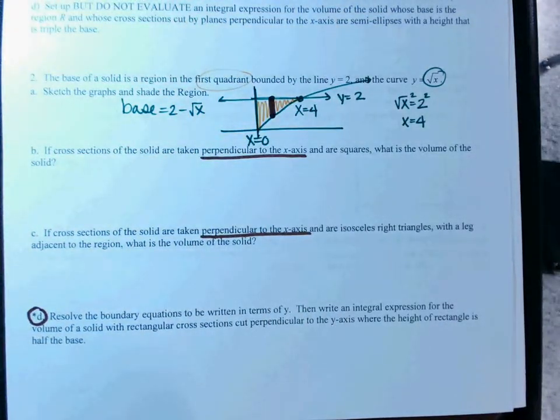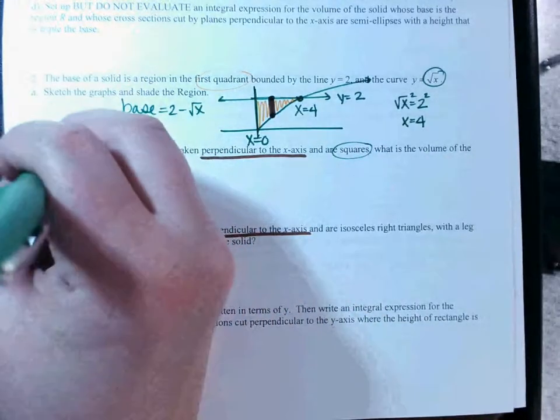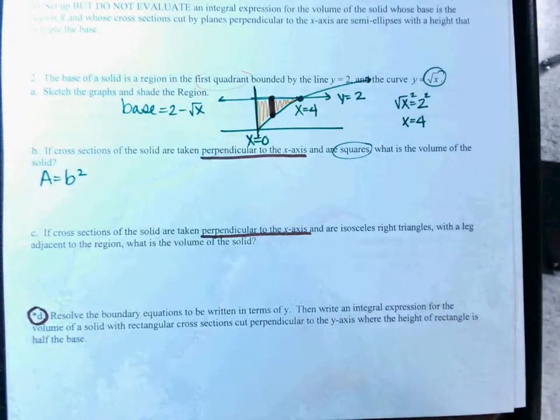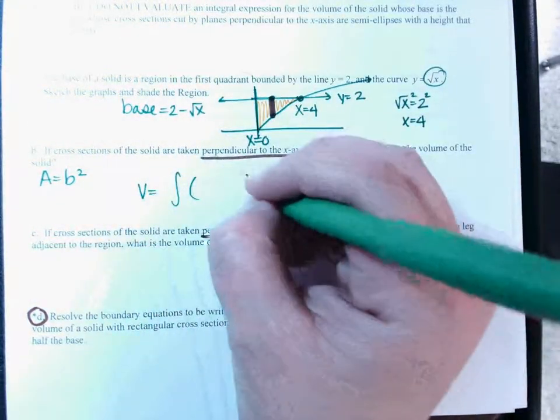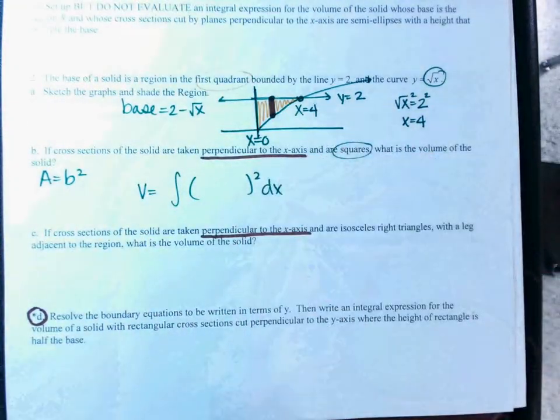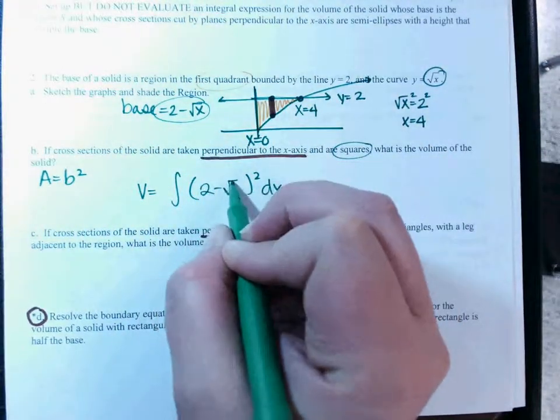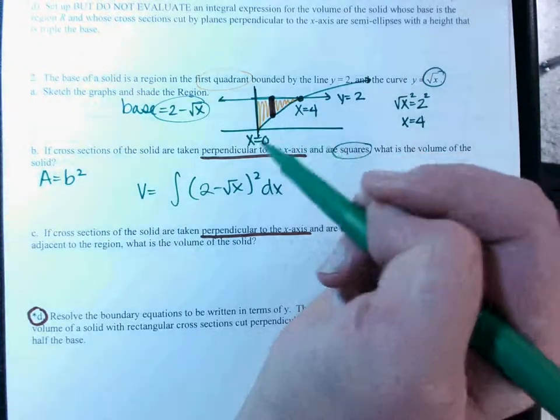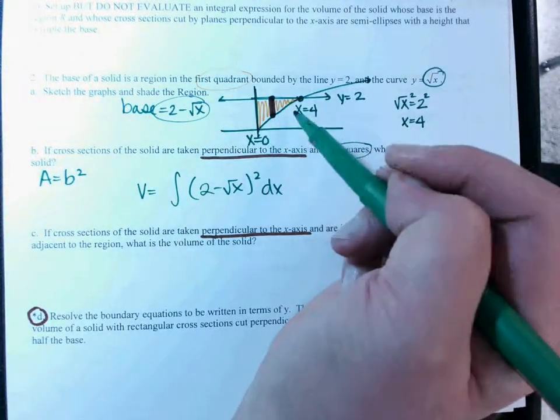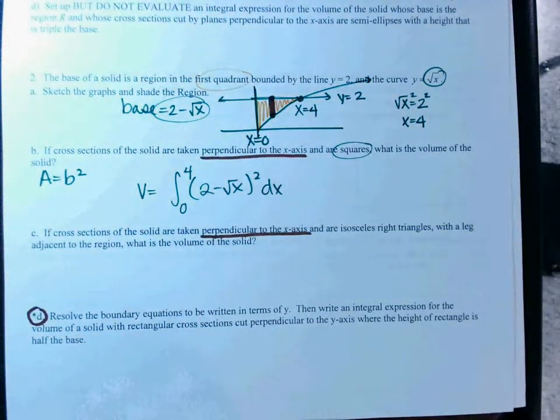That's my base. Okay, next one says I want to be a square. Well, then area equals base squared, which means that volume equals the integral of base squared dx. And then remember that my base is this, so 2 minus root x. Then remember that my endpoints are the x's of my graph, which would be from 0 till 4. So 0, 4, boom, you're done.